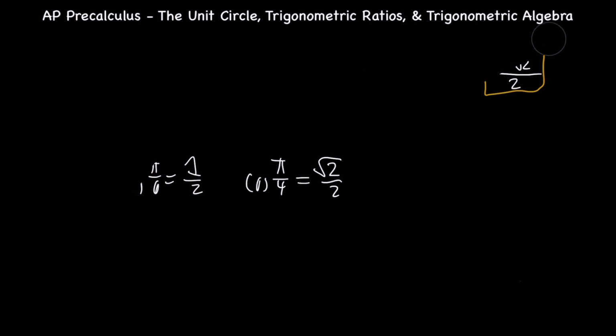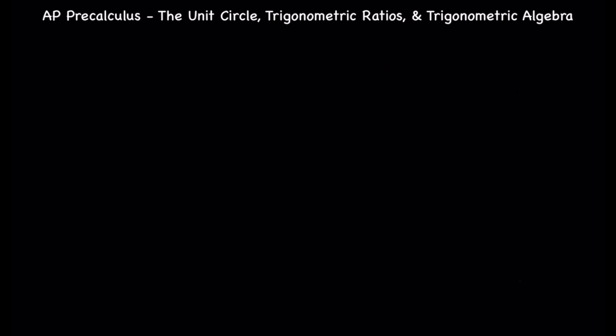Seems simple enough. Let's go over something a little less familiar. Say you have secant pi over 6 times cotangent of pi over 4. Now, we didn't really go over this in the unit circle, but we did go over the ratios.